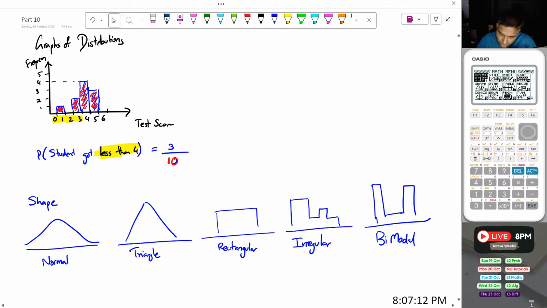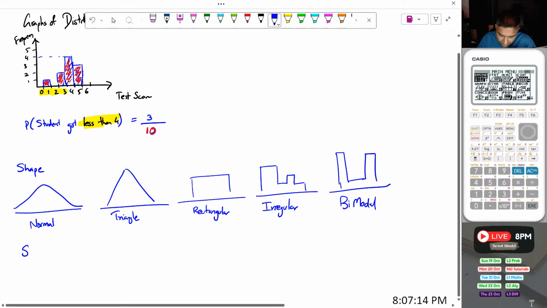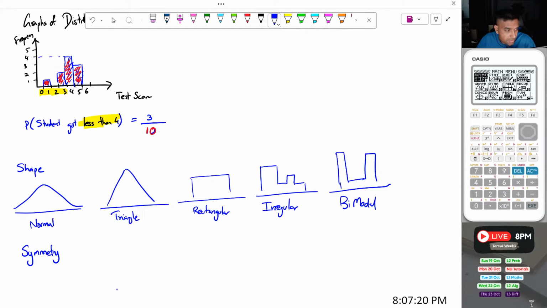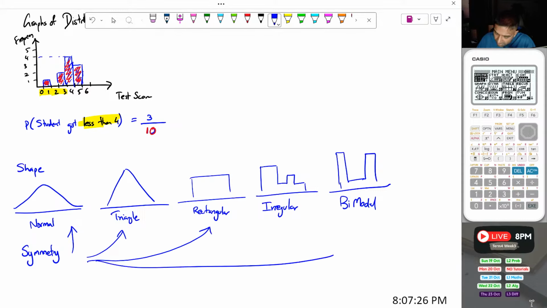All right. And then sometimes they do symmetry as well. That's something you'll have to keep in mind. You'll have to describe the symmetry of it. So symmetry is obviously, this is symmetrical, triangle, rectangular, and bimodal, just to give you an idea. So it may be symmetrical, but irregular is definitely not symmetrical.